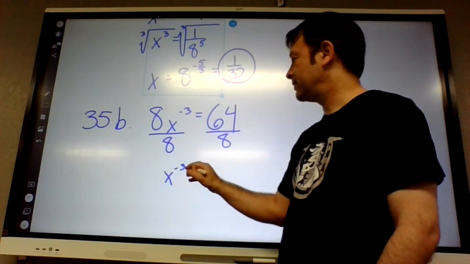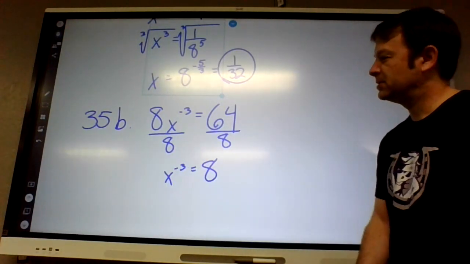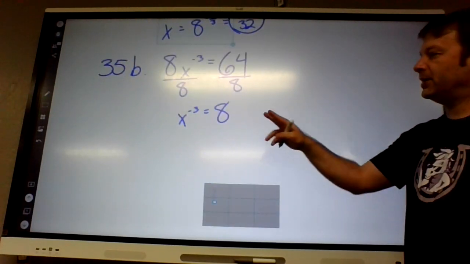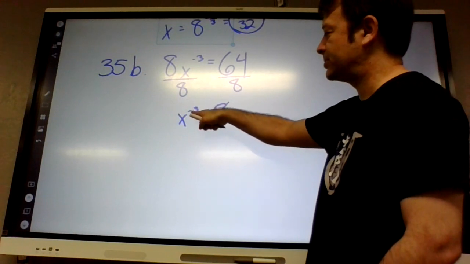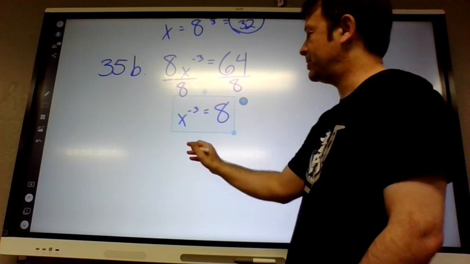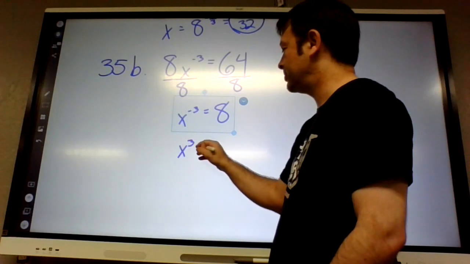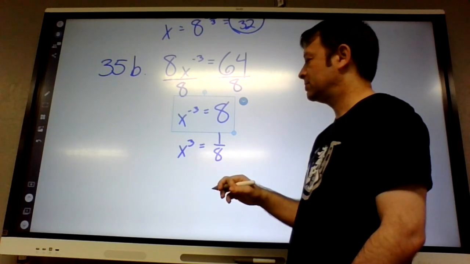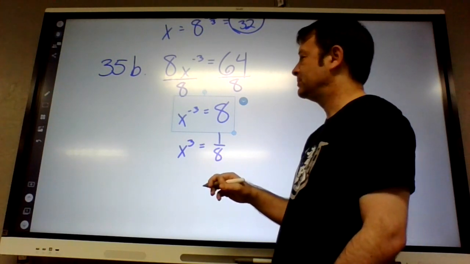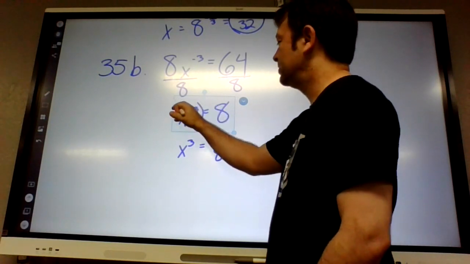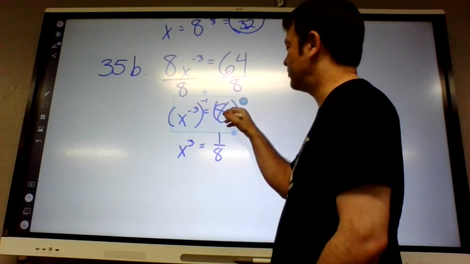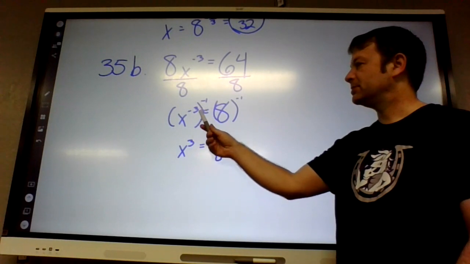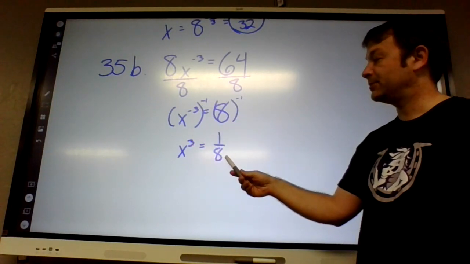So x to the negative third equals 8. Okay, if you do the reciprocal trick, this is like 1 over x cubed. So if we flipped it, it would turn into x cubed. But if we flip this, it would turn into 1/8. It's kind of like I'm taking both sides to the negative 1 power, which just means I'm flipping both sides. But that becomes a positive 3.